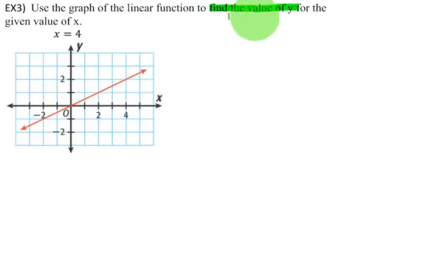But let's go ahead and find out that y value when x is equal to 4. So we always start at the origin, and the origin is located on your coordinate plane at 0, 0. I'm going to highlight that coordinate right there, 0, 0. That's our origin. And I know that x is equal to 4.